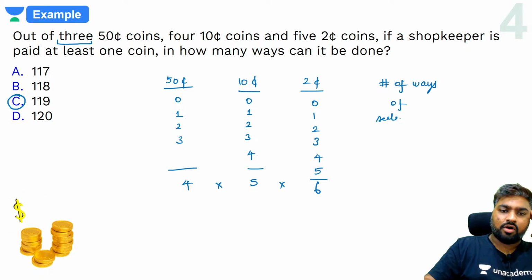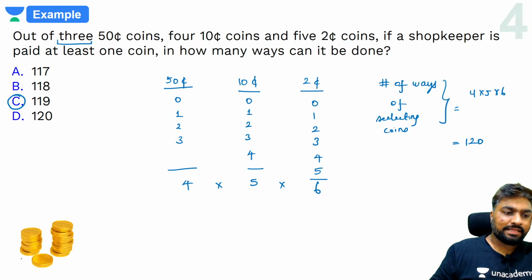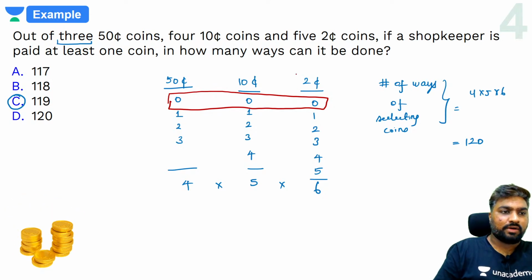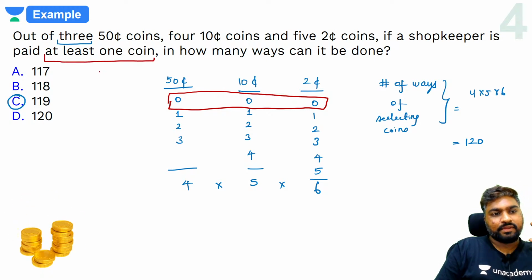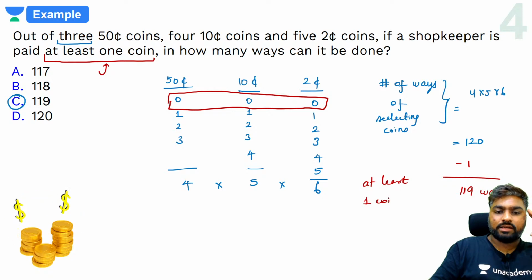Of selecting coins. That's it. Selecting coins is going to be 4 into 5 into 6, which is nothing but 120. But in these 120 ways, there will be one way where all 3 are 0, 0, 0: 0 50 cent coins, 0 10 cent coins, 0 2 cent coins, which we need to remove because what are they saying? At least one coin was definitely paid. मतलब उसको अगर मैं निकाल लूँ, then there will be 119 ways in which at least one coin was paid.